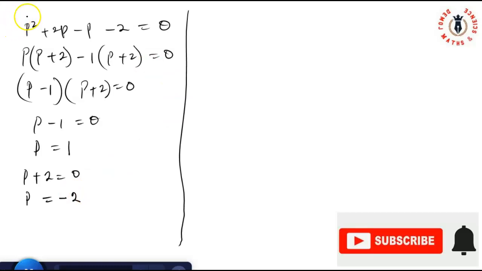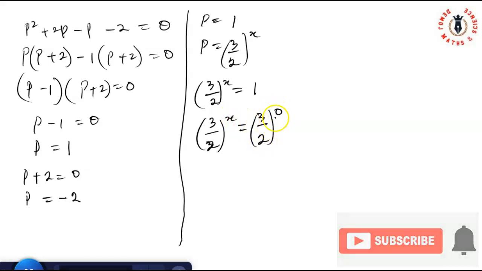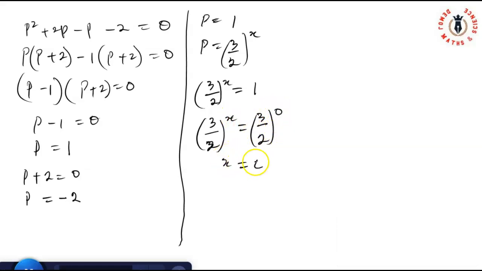For these two values of p, we have that p is equal to 1. Remember we said p is equal to 3 over 2 all raised to power x. So that 3 over 2 all raised to the power of x is the same thing as 1. If 3 over 2 raised to power x is equal to 1, we can equate this to 3 over 2 all raised to power x is the same thing as 3 over 2 all raised to power 0. So that x is equal to 0.